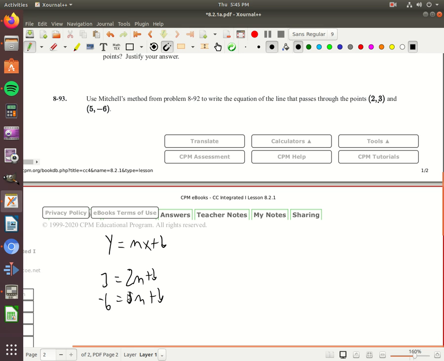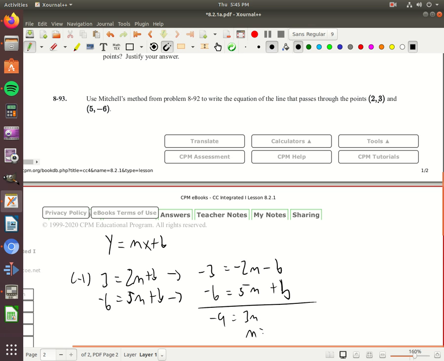Let's go for some elimination. What if I multiply this one by negative 1? And I'll just leave this one the same. So I'm going to get negative 3 equals negative 2m minus b. Here I'm going to get negative 6 equals 5m plus b. Good old-fashioned elimination. I love it. I get 3m, so m is going to equal negative 3.